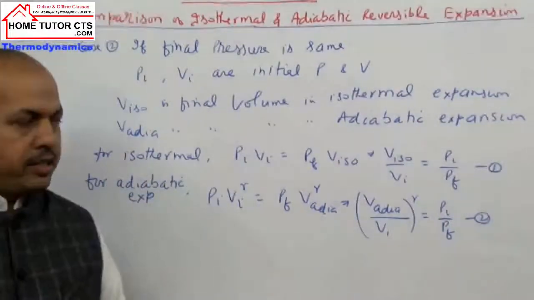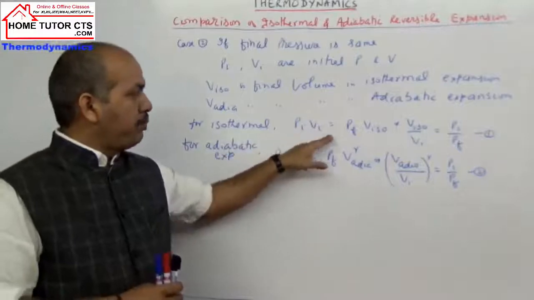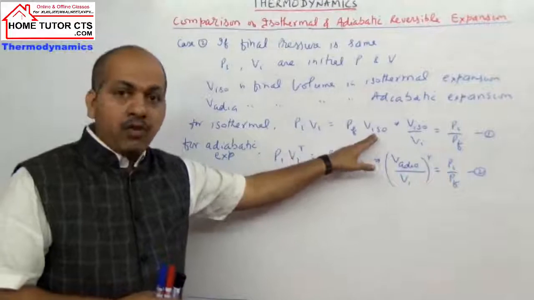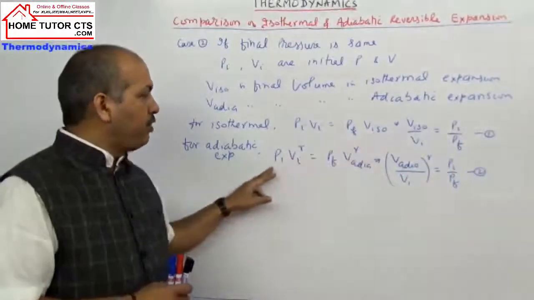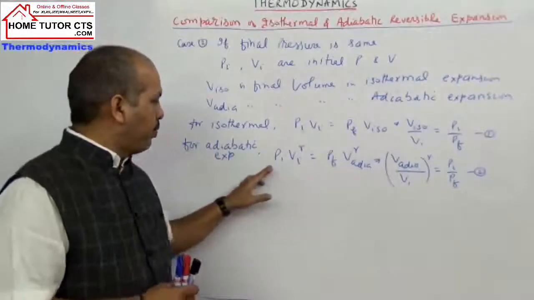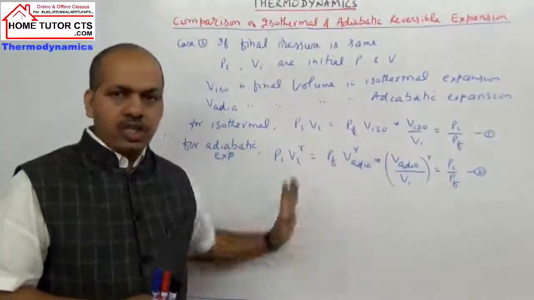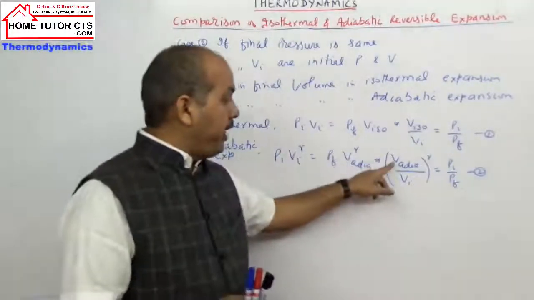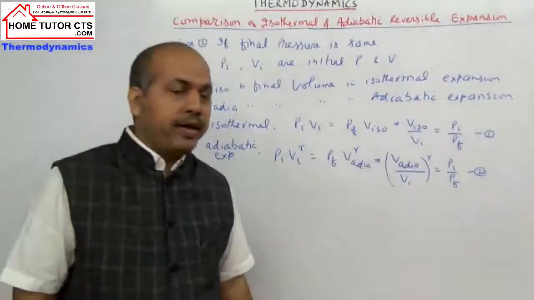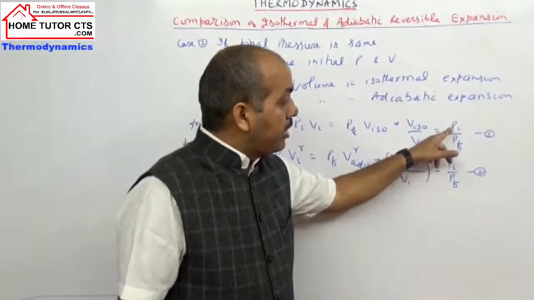As we have already discussed in the previous example, for the isothermal process we can apply Boyle's law since we have the same temperature. So we have taken final volume as V iso, and final volume as V adiabatic in adiabatic expansion. Pi, Vi, Pf, V adia power gamma, that relation can be used here. So the ratio V adiabatic by V initial power gamma will come P initial by P final. Now you can see two equations. Their right-hand sides are equal.